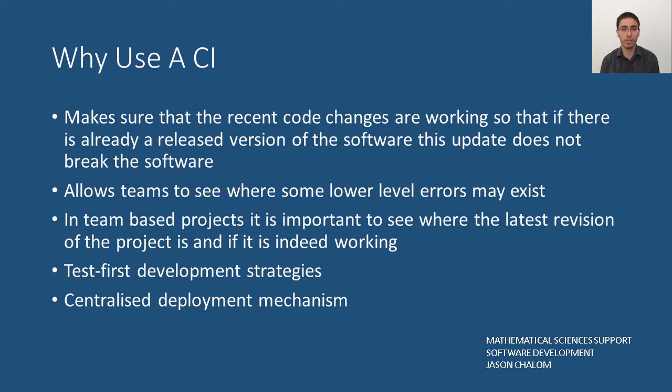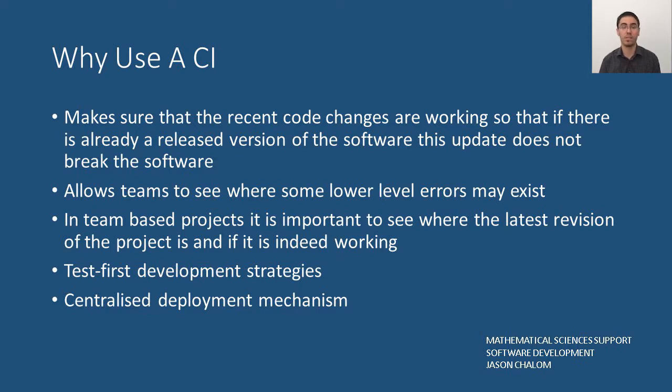Why would you want to use a continuous integration system? It makes sure that recent code changes are working. If there's already a released version of the software, you don't want to break the next version. So you don't want to lose customer satisfaction and belief in your product.